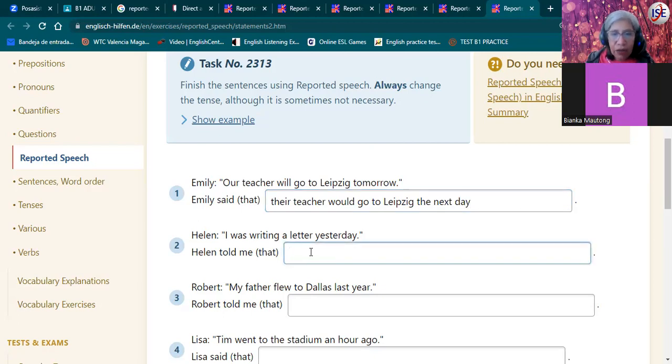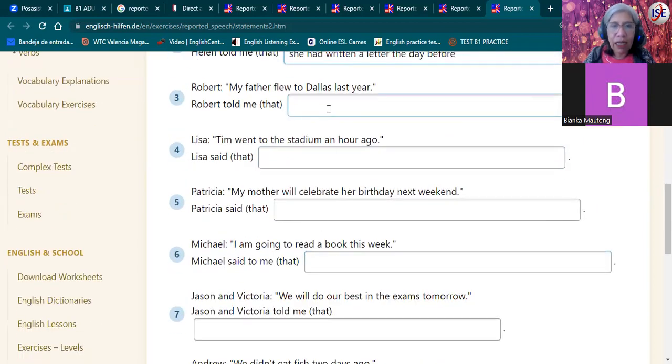Helen, I was writing a letter yesterday. Past progressive. Helen told me that... past progressive changes to. ¿A qué cambiamos el pasado progresivo? Had. Helen told me she had written a letter the day before.